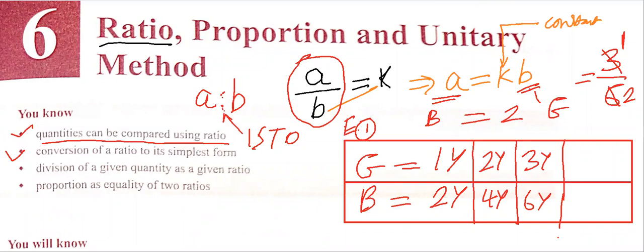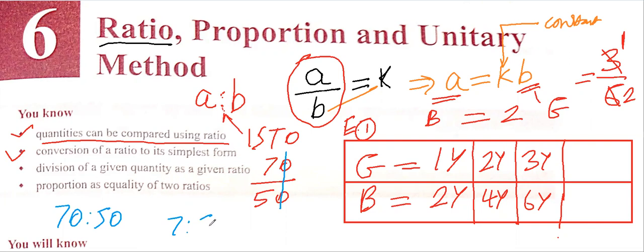So the second point is conversion of the ratio to its simplest form. Whenever we write a ratio, we always write it in the simplest form. For example, you have the ratio 70 is to 50. You will not write this as 70 is to 50, but you will cancel the 0 and write the ratio as 7 is to 5. This is the simplest form of writing the ratio.